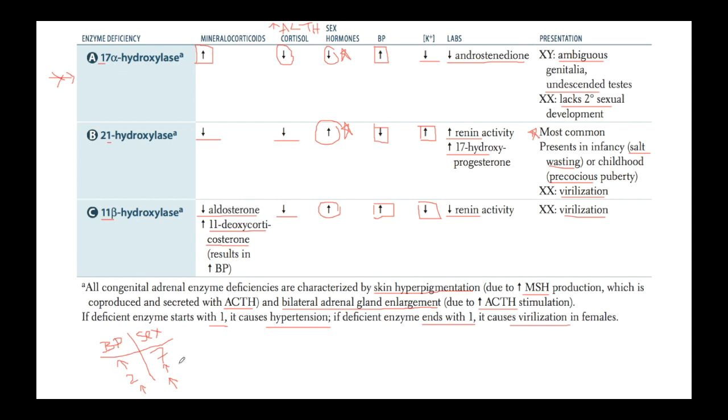You can see that 21 and 11 both have increased sex hormones, same here, and 17 and 11 both have increased blood pressure, as you can see here. Make sense?